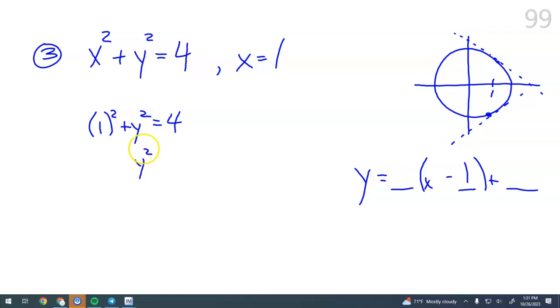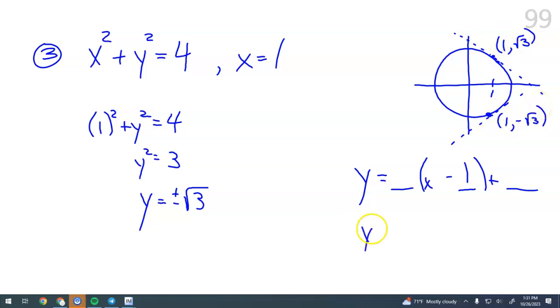So this will be y squared equals 3. And this is where your all comes from. So this is plus or minus root 3, your 2 y values. So like this is 1 comma root 3, and this is 1 comma negative root 3. So now I have 2 tangent lines, root 3, negative root 3 for my y values.